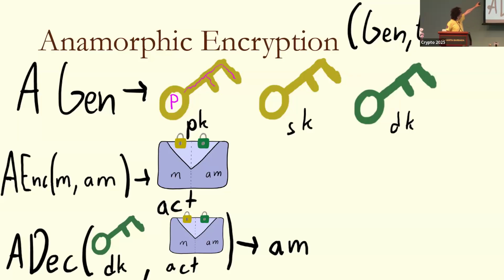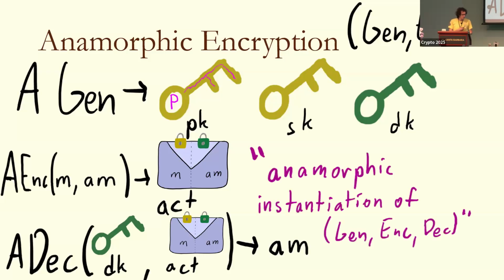Anamorphic encryption will then take in two messages, the message M and the anamorphic message AM. It will produce an anamorphic ciphertext that is an encryption of M and should look like an encryption of M, but it will contain a second secret plaintext AM, the anamorphic message. Finally, the third protocol is anamorphic decryption, which will take in the doubling key and an anamorphic ciphertext and retrieve the second secret plaintext AM. Note that anamorphic encryption is always defined relative to some existing public key encryption scheme, Gen, Enc, Dec. So we'll call it an anamorphic instantiation of that encryption scheme.